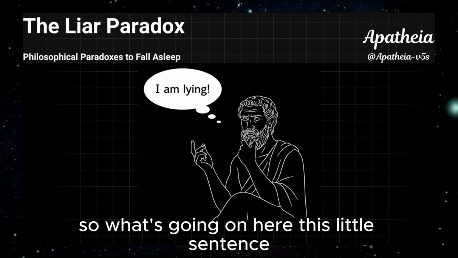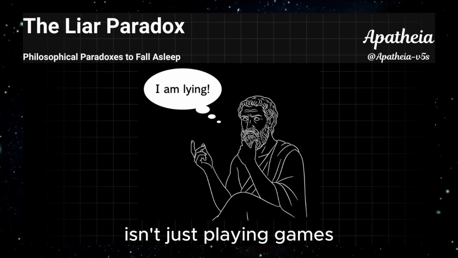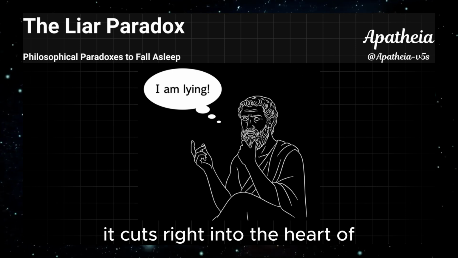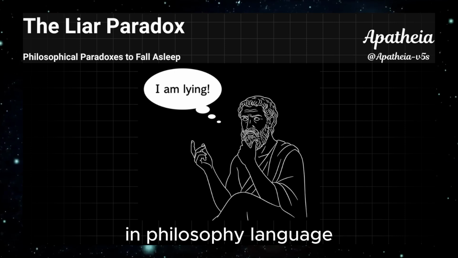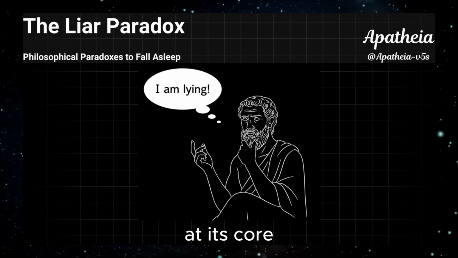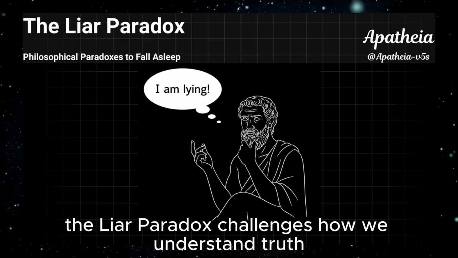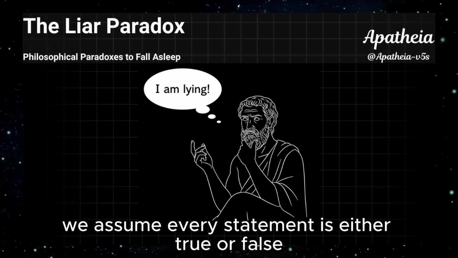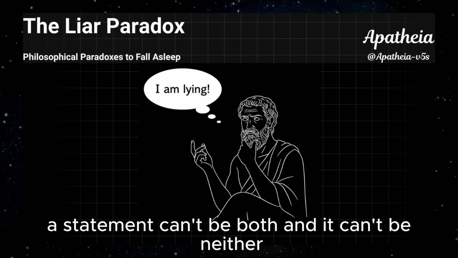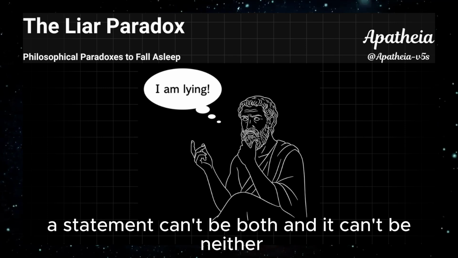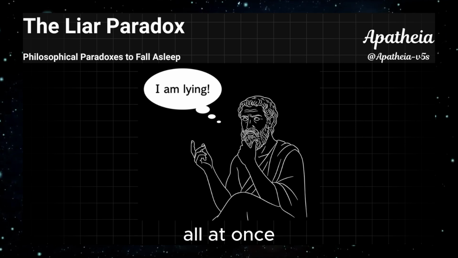So what's going on here? This little sentence, so short and innocent looking, isn't just playing games. It cuts right into the heart of some of the biggest questions in philosophy, language, logic, and even mathematics. At its core, the liar paradox challenges how we understand truth. Normally, we assume every statement is either true or false. This is called the law of the excluded middle. A statement can't be both and it can't be neither. But the liar sentence seems to be both and neither, all at once.